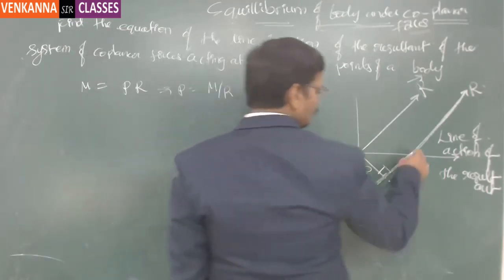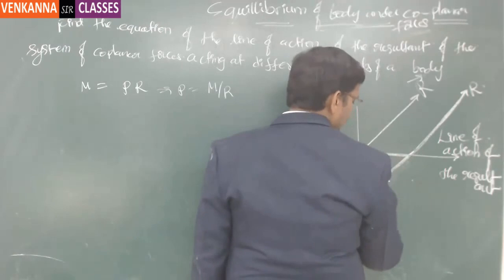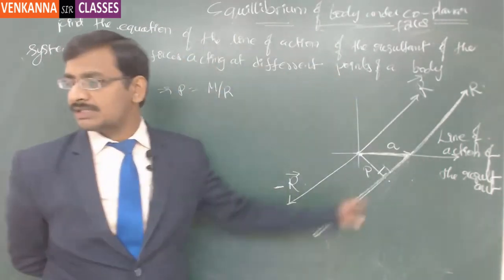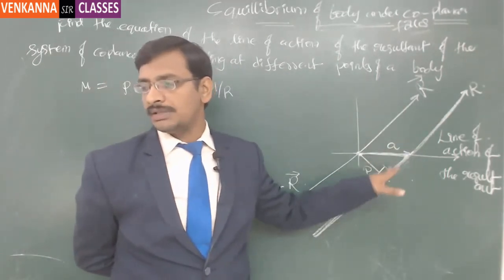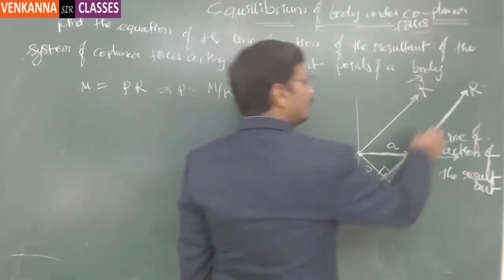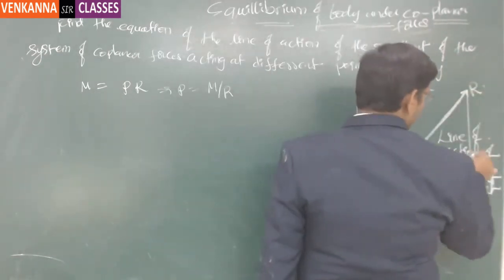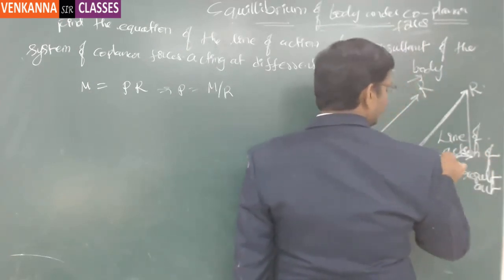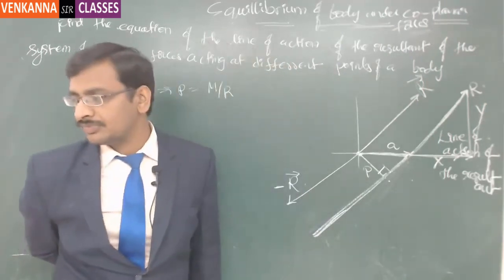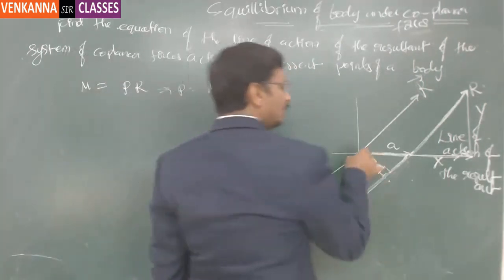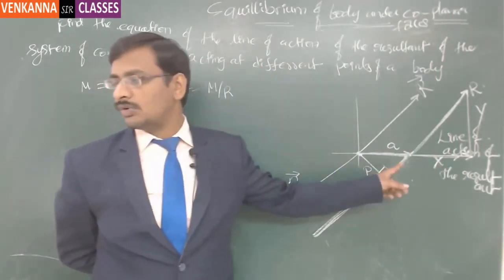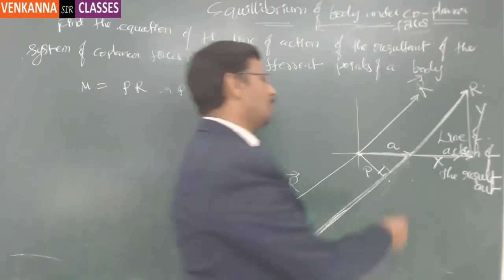Now here, let us say this is at a distance of A. This R is passing through, so on the x-axis it is cutting at x is equal to A. If I divide this R into two components of the force, let us say capital X is the horizontal component and capital Y is the vertical component of the resultant. This resultant is passing through a point on the x-axis where x is equal to A comma 0. So this is the point A comma 0.